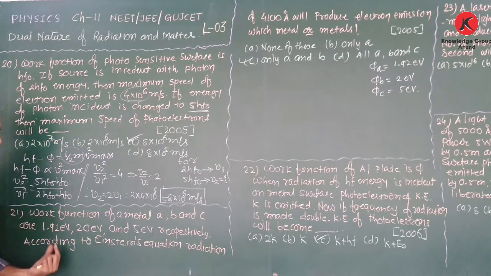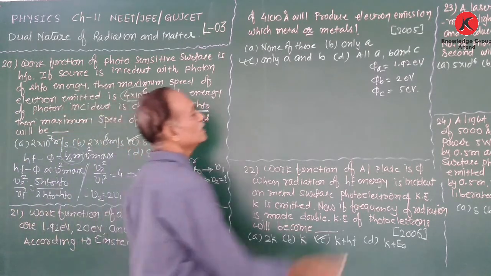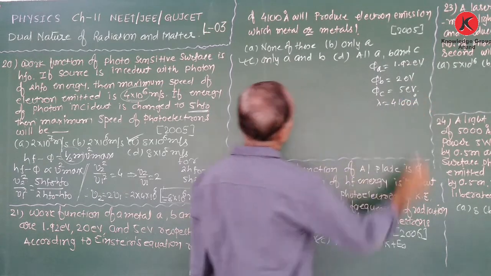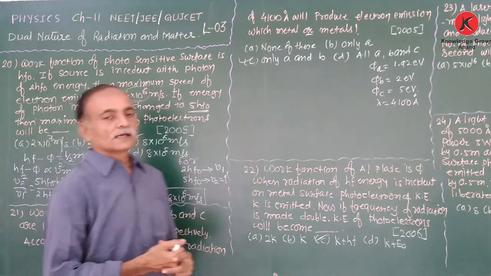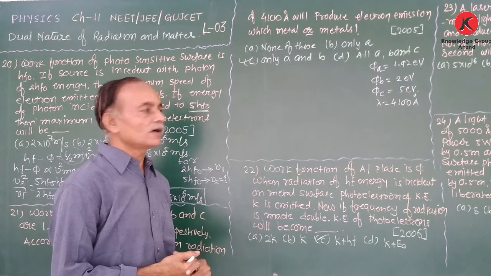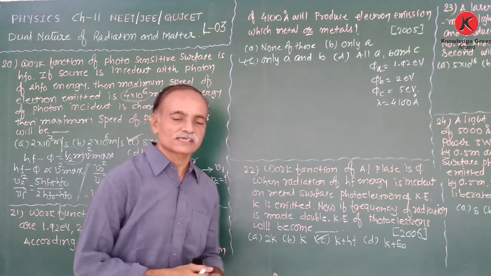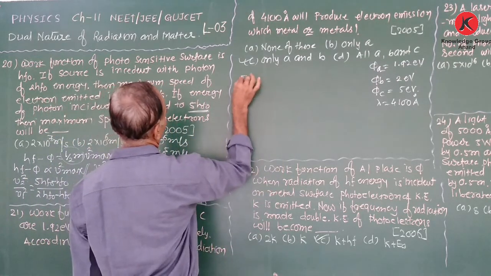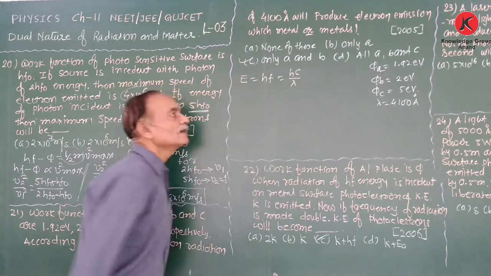Now, according to Einstein's equation, radiation of 4100 angstrom wavelength is incident. It produces electrons for which metal of the given? Here, A, B, C, or a combination of any metals. For that purpose, we have to know what the minimum energy required is. E is equal to hf, or E is equal to hc upon lambda.